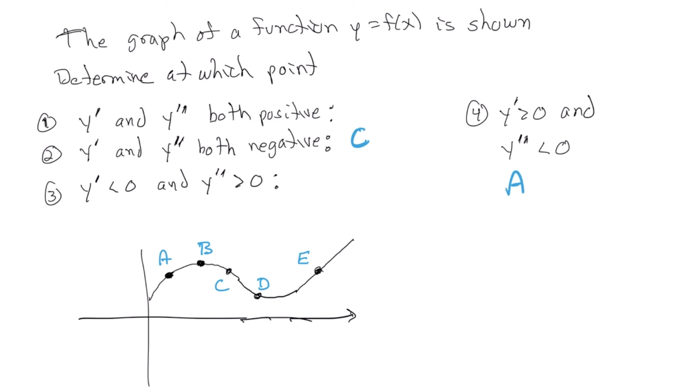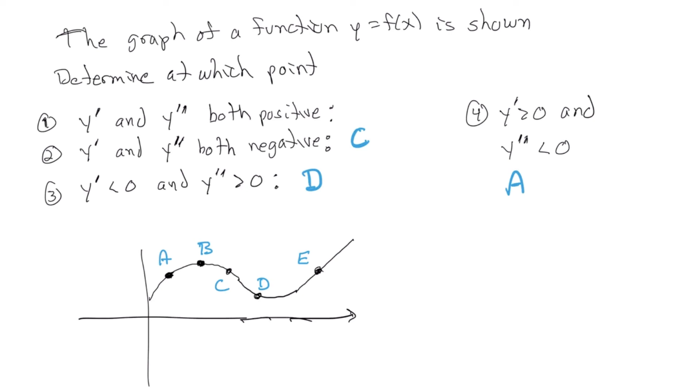If we look at point D, the function is still decreasing, so y prime is negative. But now the function is concave up, so y double prime is positive. So that would put us in number 3. Again, y prime is negative, we're decreasing. Y double prime is positive because we're concave up.